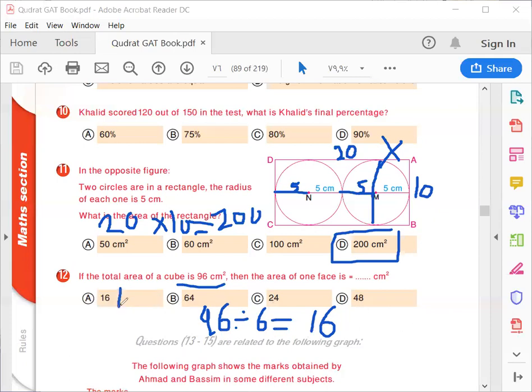Now, what is the answer? It is number A.